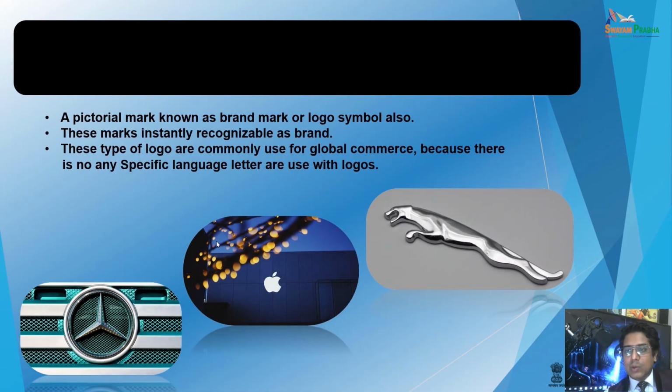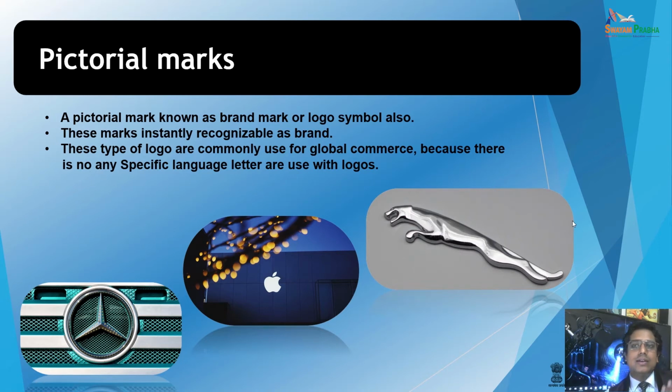Very easily you can identify these logos: Apple, Mercedes and Jaguar, right? So what are these types of logos? These logos are known as pictorial marks, right? So what exactly is a pictorial mark? A pictorial mark is known as a brand mark or a logo, or sometimes it's called a symbol logo also. This type of mark we can easily and instantly recognize as a brand.